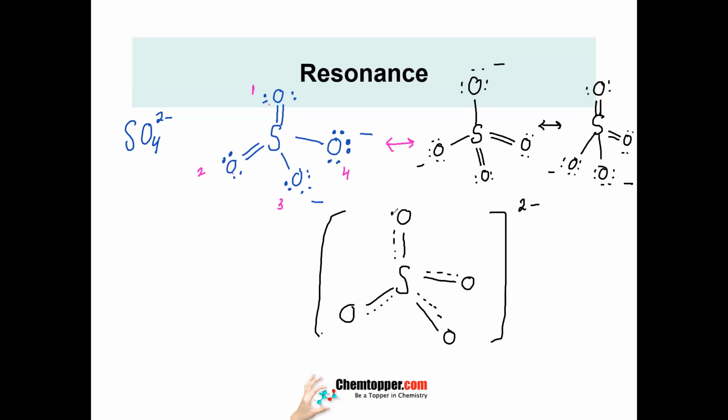This is the resonance hybrid. This one. There is no double bond, there is no single bond. What is there? A partial double bond. Because the pi bond and lone pairs are delocalized on all oxygens. There are four oxygens, so they are delocalized on all four oxygens.